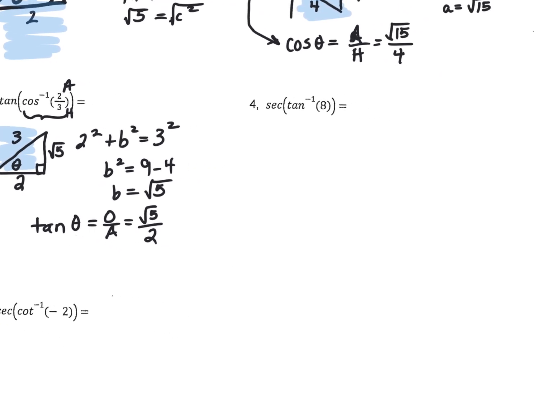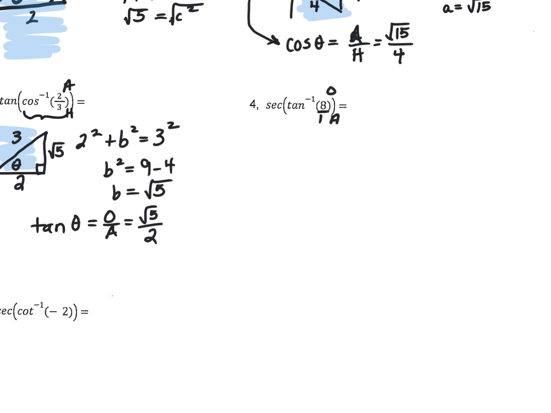Number 4 says secant of inverse tangent of 8. Well, up to this point, we've had a ratio for that, haven't we? How can I write 8 as a ratio? 8 over what? Oh, just make it a ratio by putting it over 1. So what is tangent? So this is my opposite and this is my adjacent, isn't it?